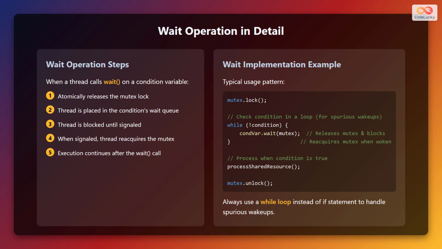Typical usage pattern is mutex.lock. Check condition in a loop for spurious wake-ups. While not condition, convar.wait(mutex), which releases the mutex and blocks, and then reacquires the mutex when woken. When condition is true, process the shared resource. Then mutex.unlock. Always use a while loop instead of an if statement to handle spurious wake-ups.